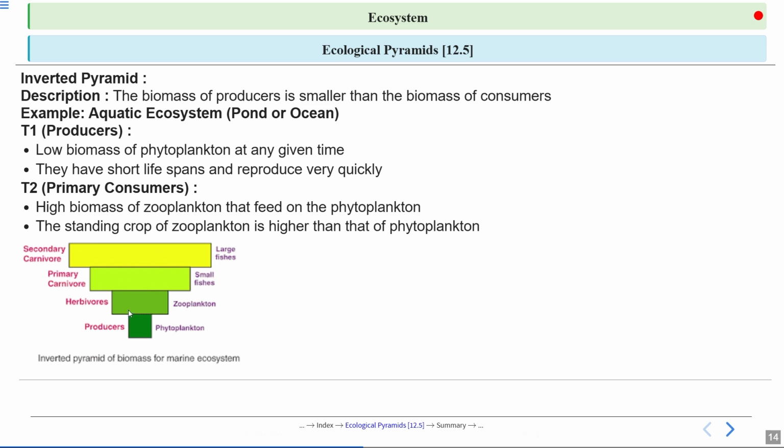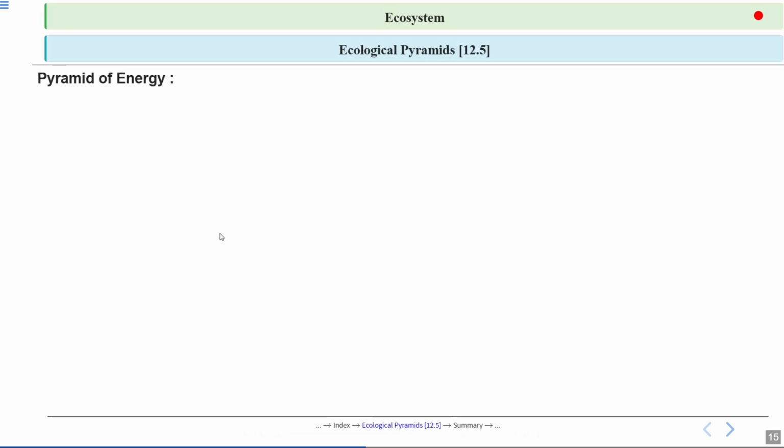Here you can see the producers. These are the phytoplankton, occupying the first trophic level. Their biomass is the least. Then you go to zooplankton. Their biomass is more compared to the phytoplankton. Then you have small fishes, whose biomass is even greater than the zooplankton. And the last one is the largest fishes. Their biomass is greater than even these small fishes. So you are getting the inverted pyramid of biomass.